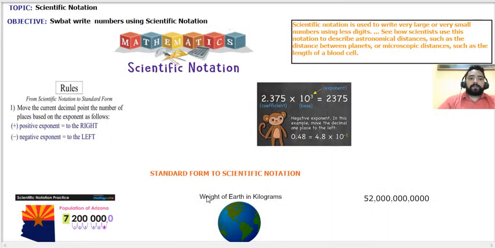Hi everyone, today I will explain scientific notation. Scientific notation is basically used by scientists to express very large or very small quantities using fewer digits.